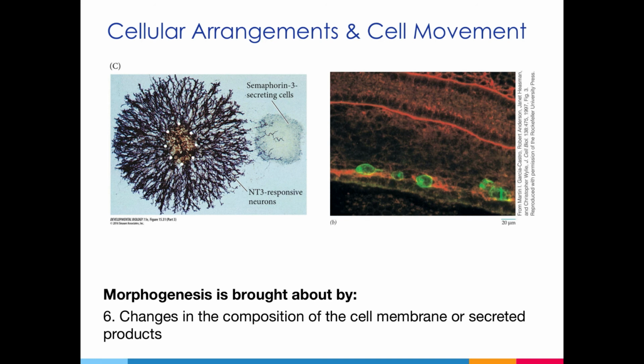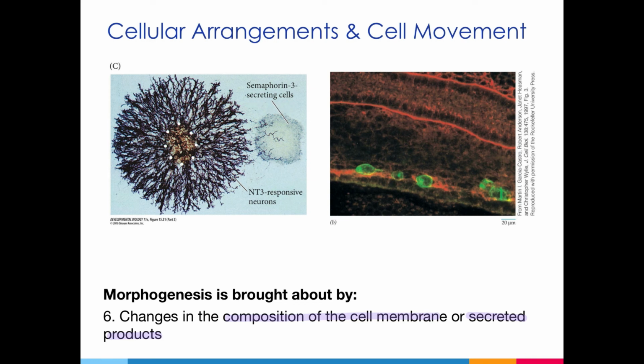Finally, morphogenesis is also brought about by changes in the composition of the cell membrane and by secreted products. An example of this is the migration of some axons to their correct destination. That process is influenced by secreted molecules that serve as chemoattractants for these axons. An example of that is semaphorin.